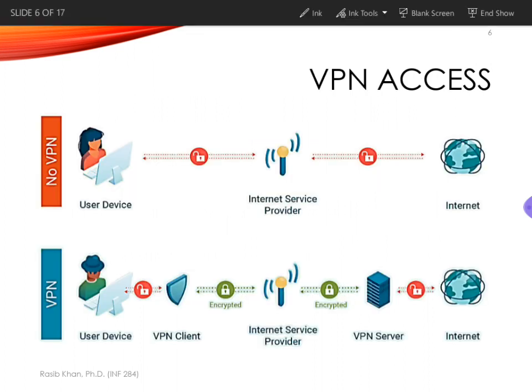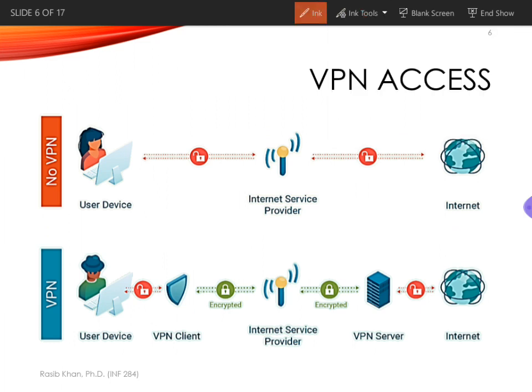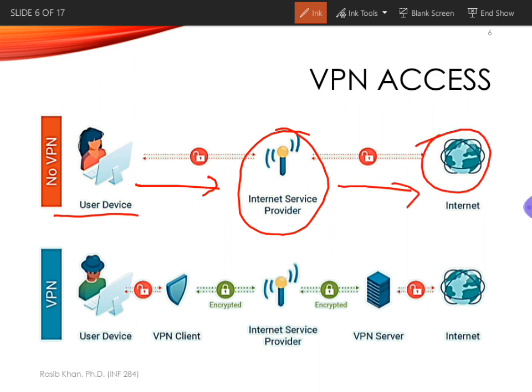So to look at a simple setup, how VPNs might work. First of all, let's try to see how a connection works without the existence of any VPN. If we have a user device and we have a service provider, let's say it could be Spectrum or Cincinnati Bell or any other service provider. The user device connects to the service provider, the ISP, and the ISP provides the connection to the global internet, right? So this is a very basic form of connection without the VPN.